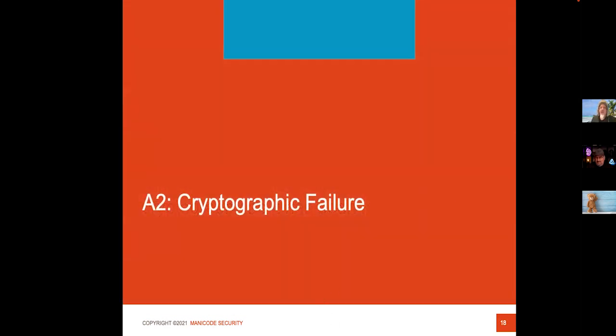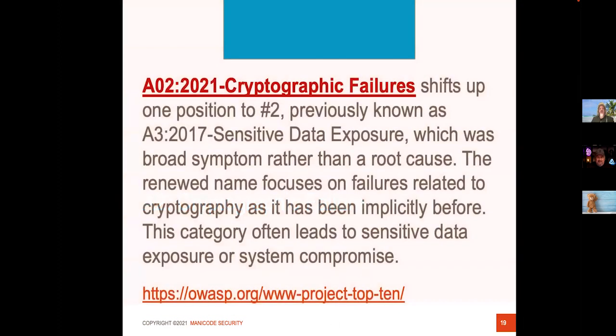Let's talk about cryptographic failure now. This used to be called sensitive data exposure, but it's been changed because losing data is a symptom and the root cause is cryptographic failure of some kind.